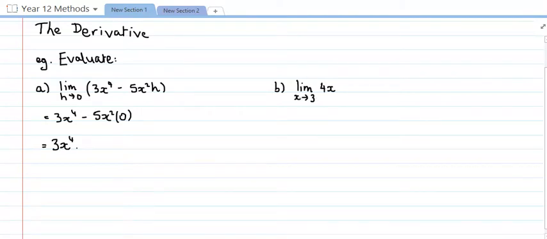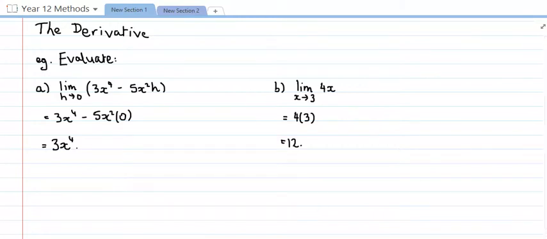So this time we have the limit as x approaches 3 of 4x. So all that I do is I take that 3 and I put it into the equation, and we'll see what actually happens. So that's just going to be 4 times 3, which we evaluate to be 12.